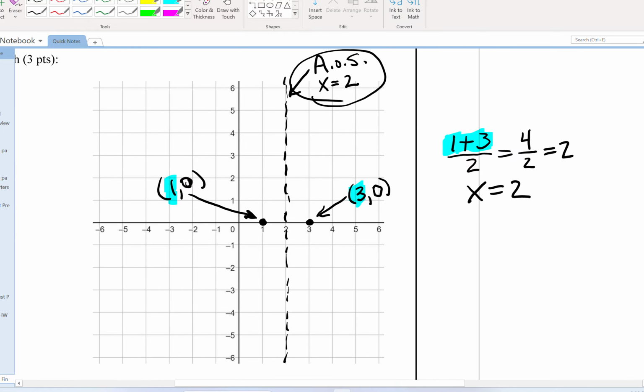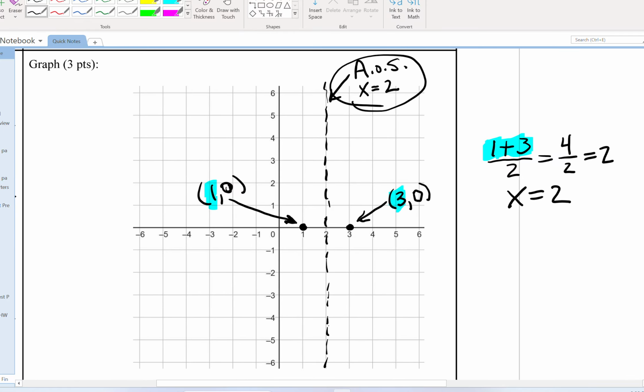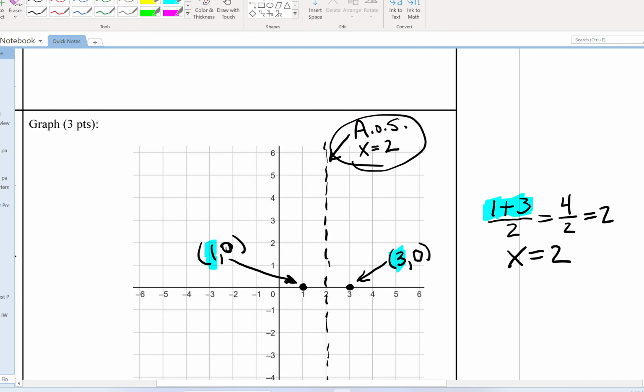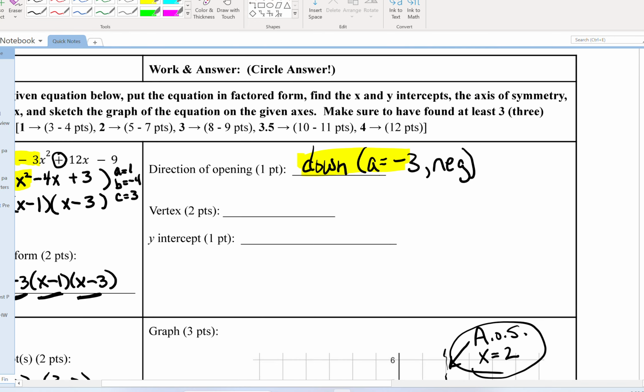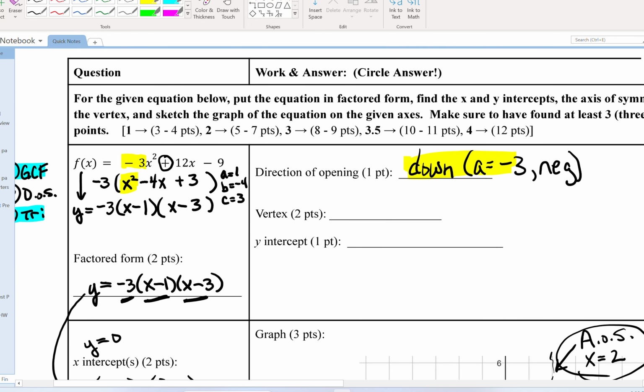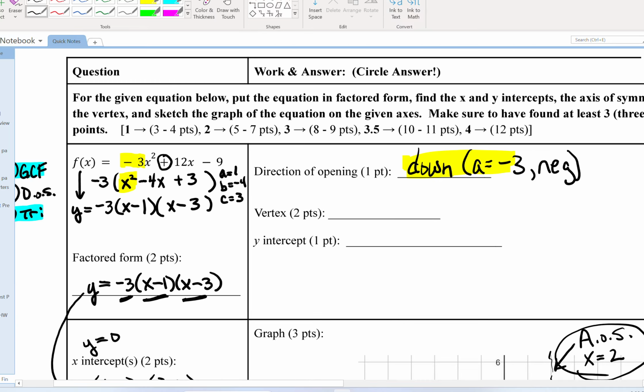Now, we need to find the vertex. So the vertex is going to be somewhere on this line, and this is where we bring in the whole plug and chug thing. So for the vertex, x equals 2. Now, we can plug that into the original equation in standard form, or we can plug it into the equation in factored form. If we have factored it correctly, it shouldn't matter. You can plug it into either place. And if you plug it into both, that can help verify that you did factor it correctly.